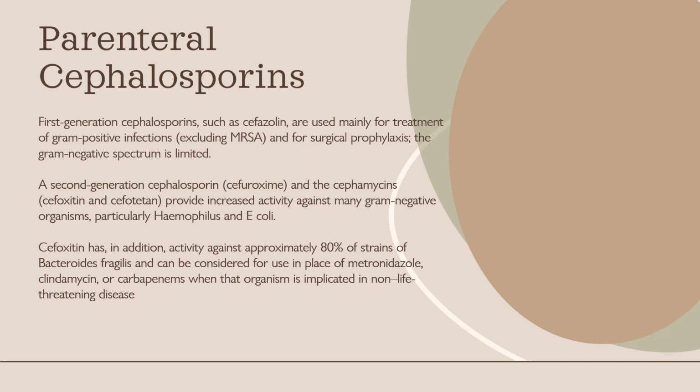Now coming to parenteral cephalosporins. Your parenteral cephalosporins, like the first generation cephalosporin, is cefazolin. It has activity mainly against gram positive minus MRSA, so it's mainly used in surgical prophylaxis. The second generation cephalosporin is cefuroxime, which is available as oral as well as IV.